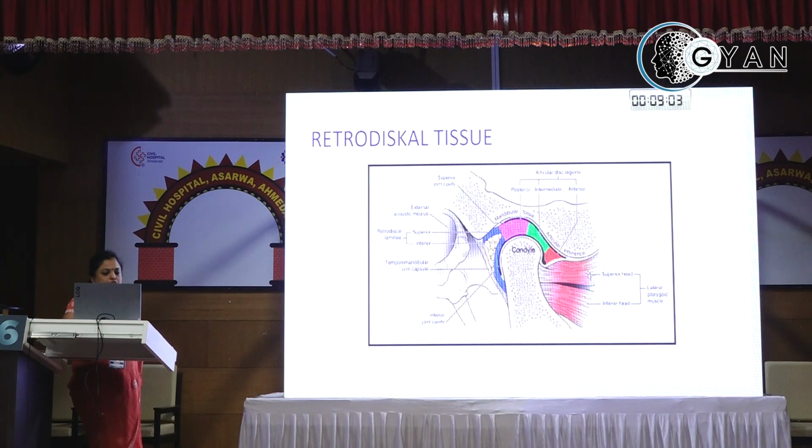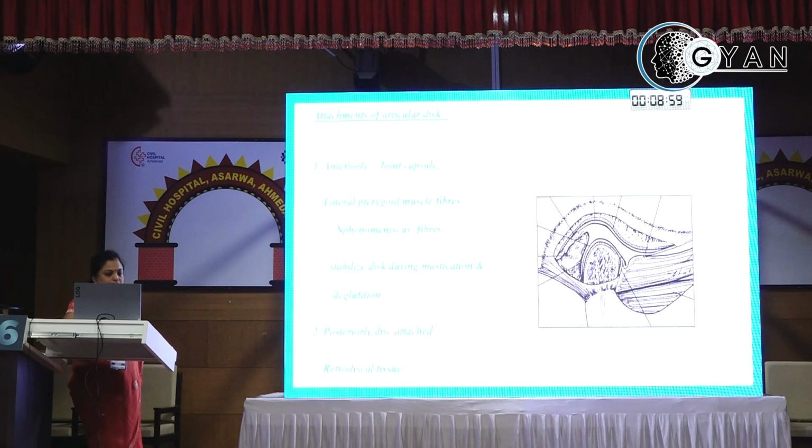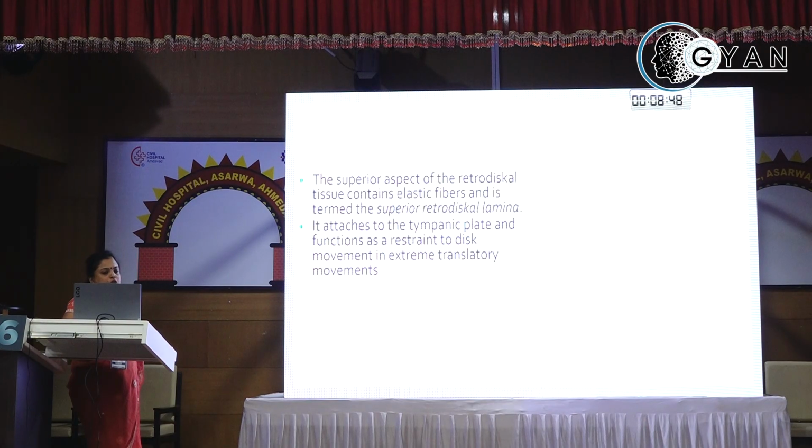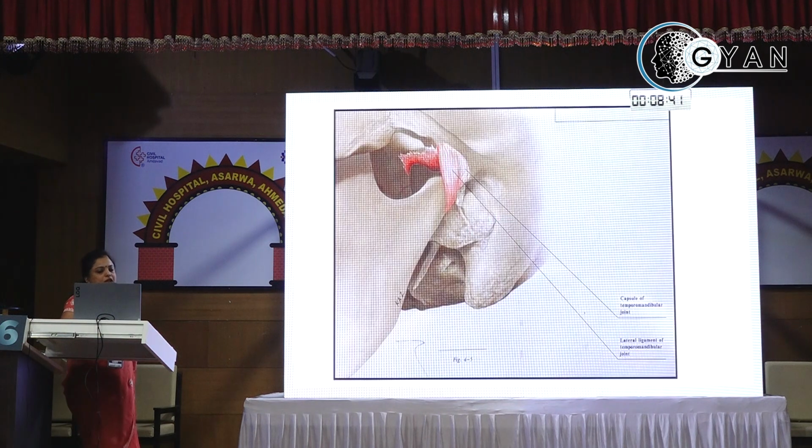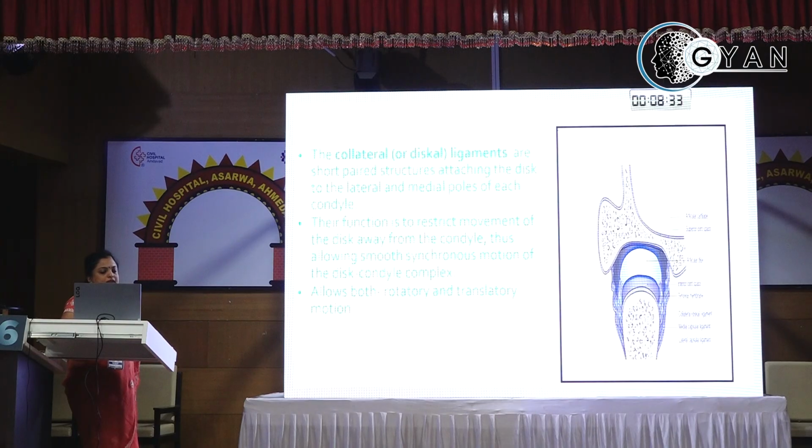The retrodiscal tissue can be divided into various regions: the anterior, intermediate and the posterior. Anterior is nothing but the joint capsule, which has the spino-meniscus fibers, and posteriorly the disc is attached to the retrodiscal tissue, so it forms the superior retrodiscal lamina. The inferior aspect is called the inferior retrodiscal lamina. So this is how the attachments of the capsule and the lateral ligament of the temporomandibular joint are. All of this helps in the functioning, and allows for both rotatory and translatory motion of the joint.